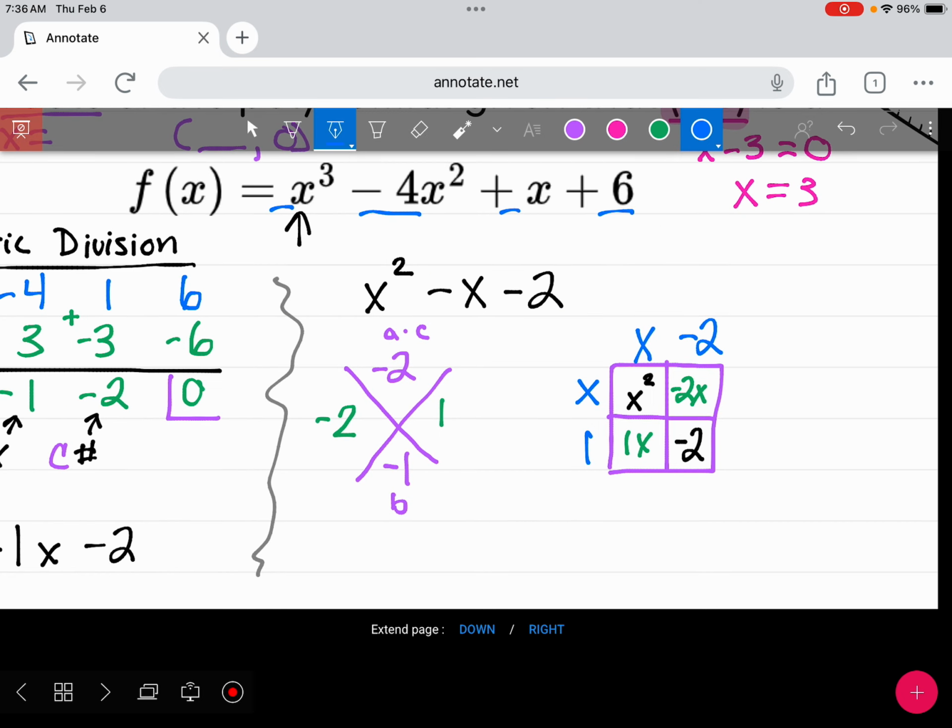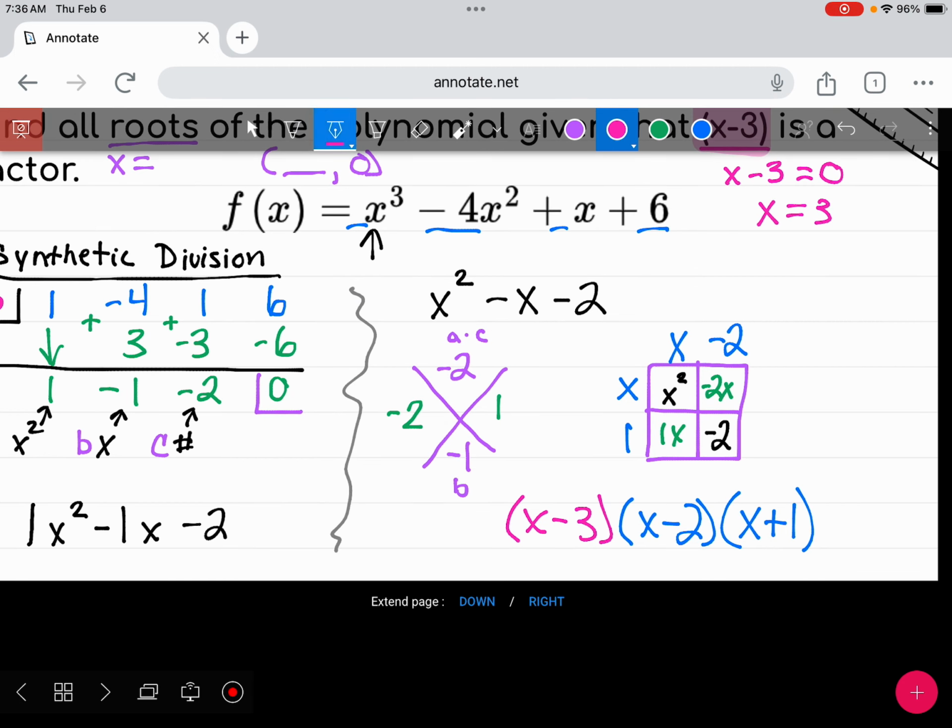So what this tells us is our factored form for this quadratic is x minus 2 times x plus 1. If we wanted the factored form of this whole polynomial, what piece would we need to include to get our f of x fully factored? What is this missing? Then x minus 3. That one. So this is our fully factored form of our polynomial, which equals our f of x fully factored.